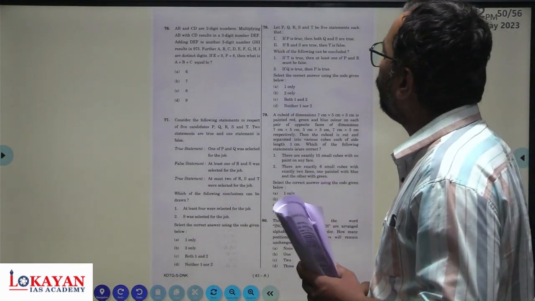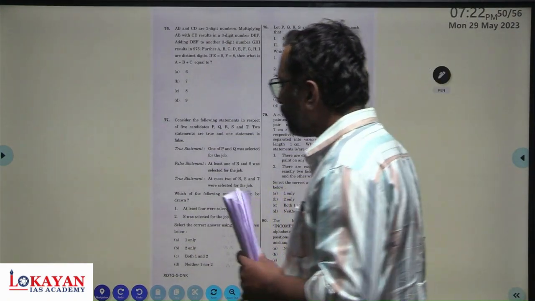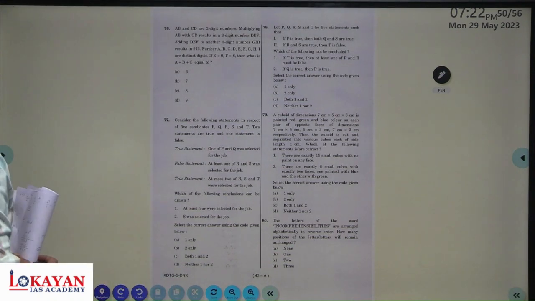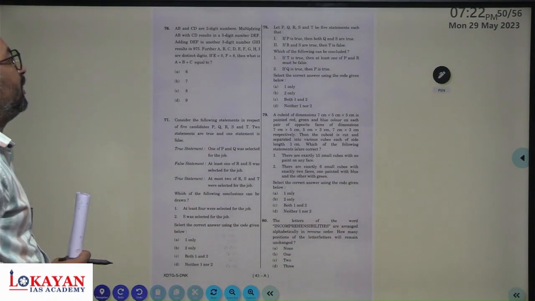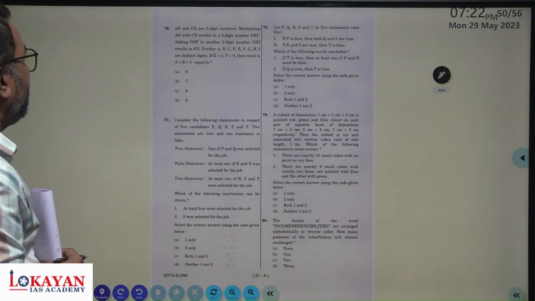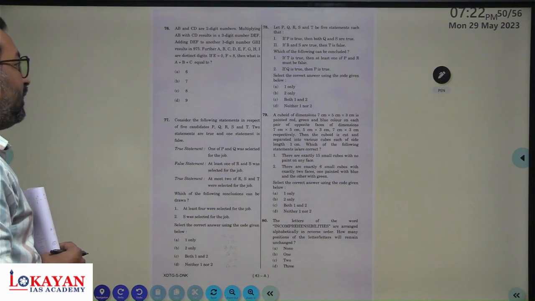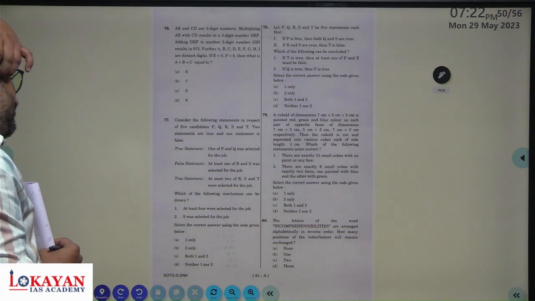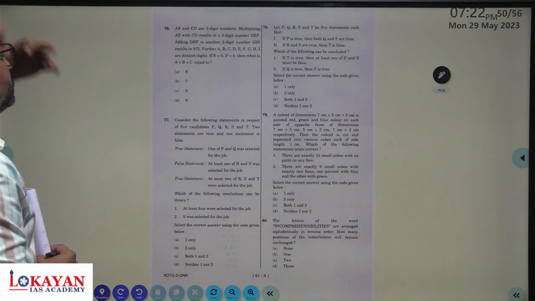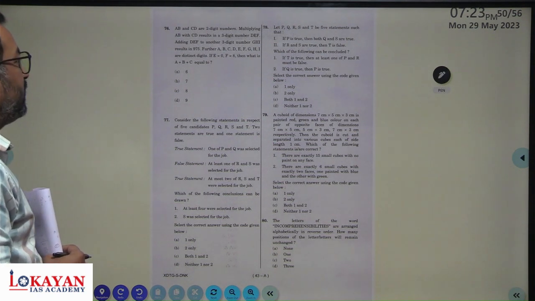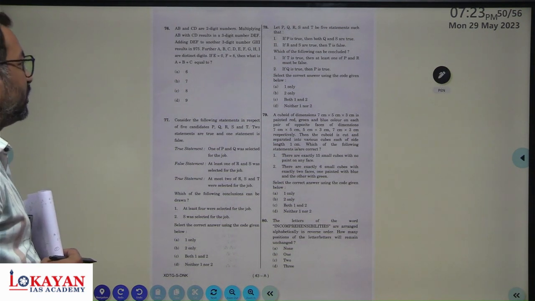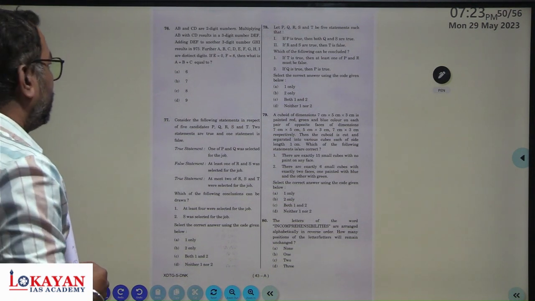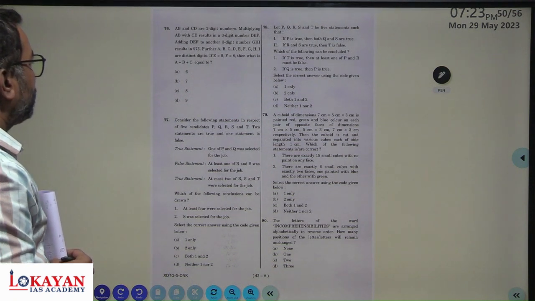AB and CD are 2-digit numbers. Multiplying AB with CD results in a 3-digit number, DEF. Adding DEF to another 3-digit number, GHI, results in 975. Further, ABCDEFGHI are distinct digits. If E is equal to 0 and F is equal to 8, then what is A plus B plus C equal to?